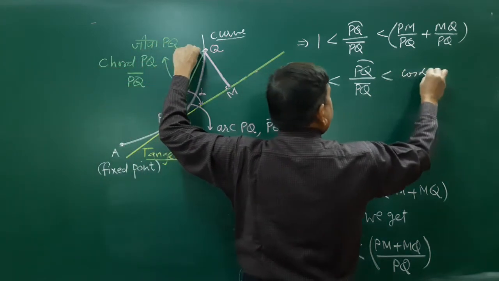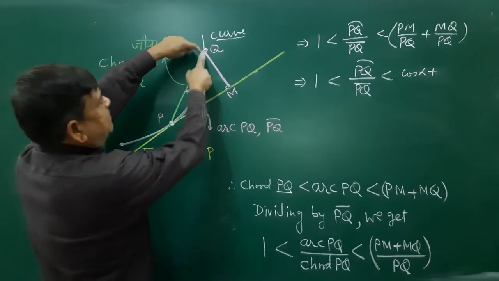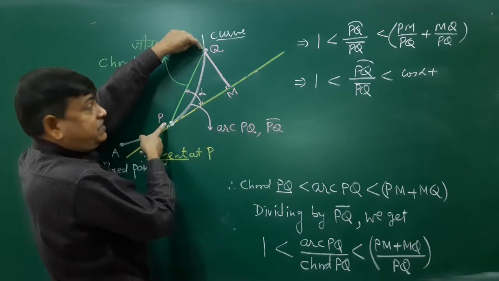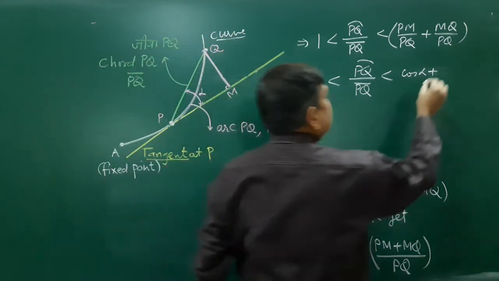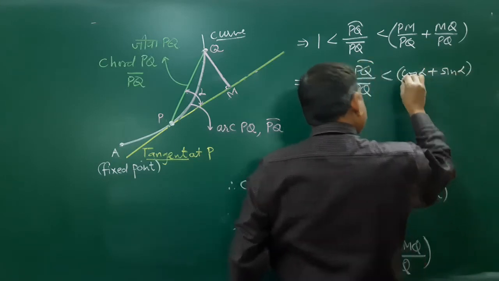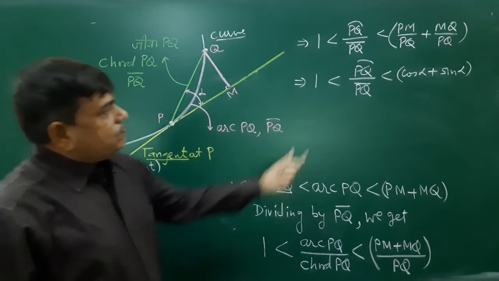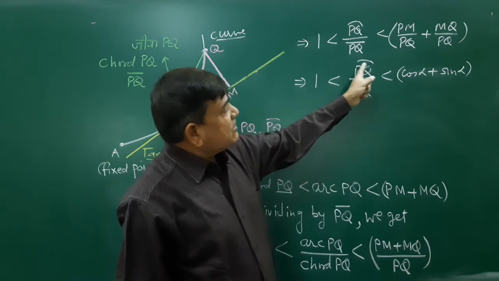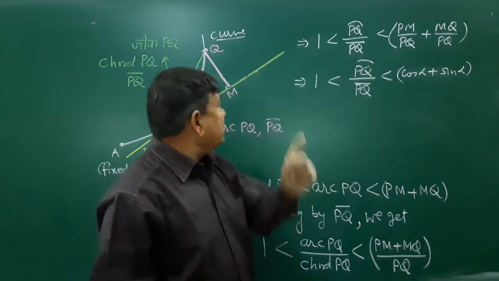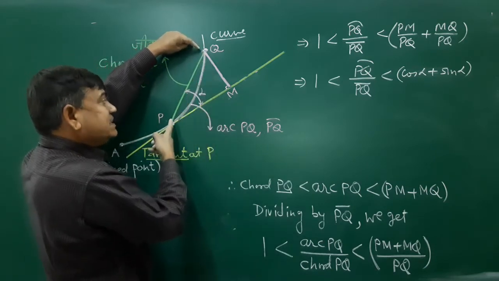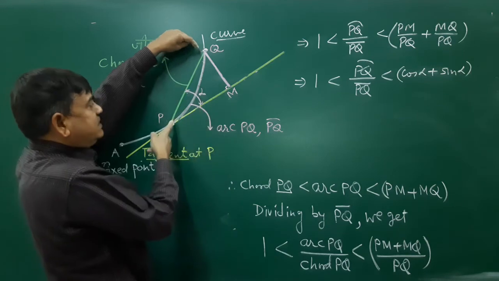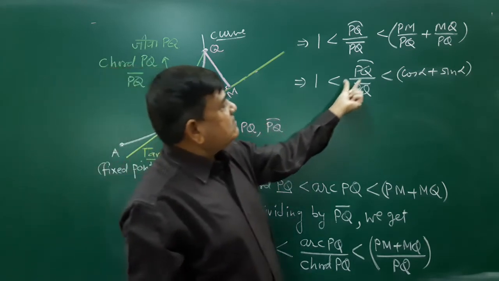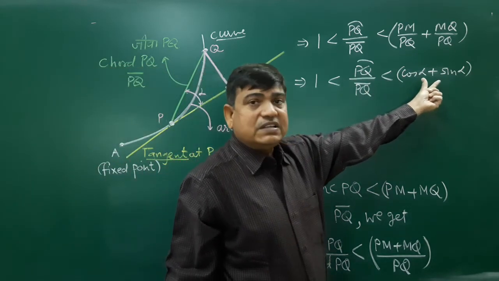This is cos alpha plus MQ, that means perpendicular opposite to this, so it is MQ upon PQ, perpendicular upon hypotenuse, that is sin, so it is sin alpha. So the arc length, this is the chord length. Remember that this chord is of this same arc, the chord is made for this arc only and no other. So 1 is less than this one, less than cos alpha plus sin alpha.